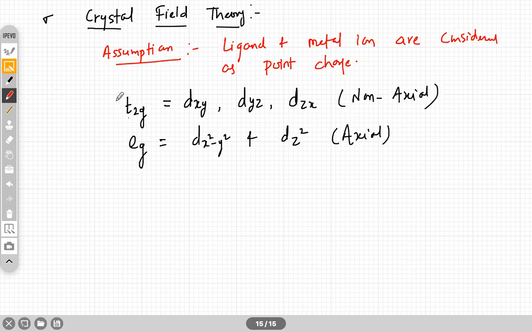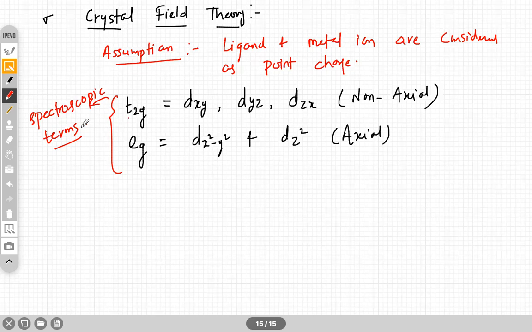This T2g and eg, you don't have to think about it. These are spectroscopic terms, just a group of orbitals. Not required as such, but when we distribute electrons in orbitals, this grouping and these terms help us understand the distribution of electrons. That's why we have given these terms. Not much important.